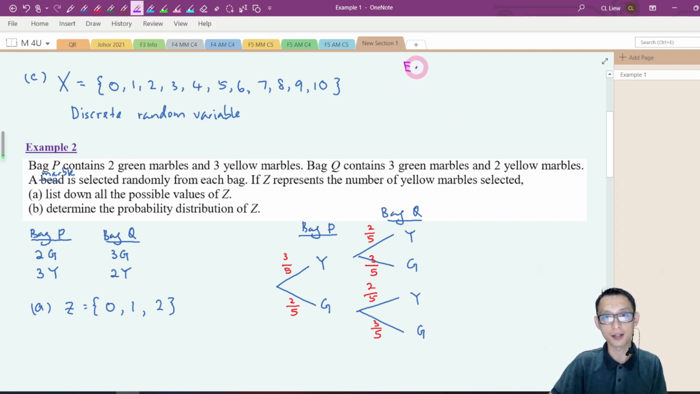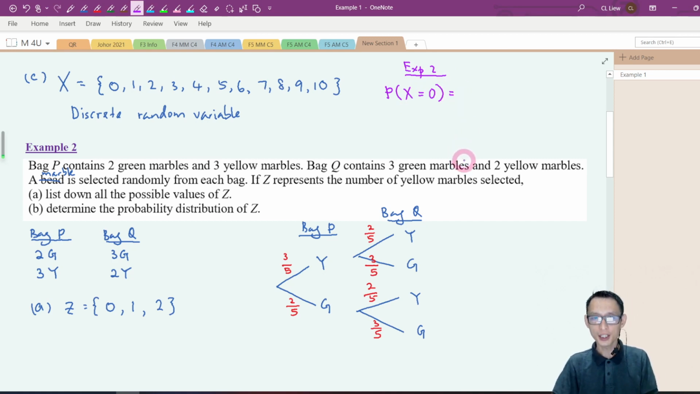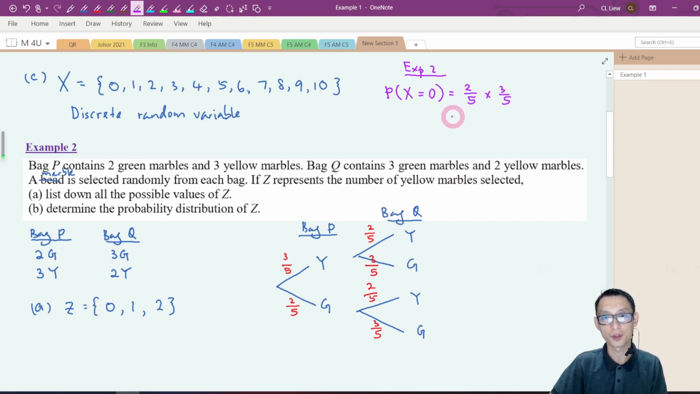This is the answer for example 2. Probability of getting 0 times of yellow marbles. So it will be green, green, right? So it will be 2 over 5 times 3 over 5, which is 6 over 25.